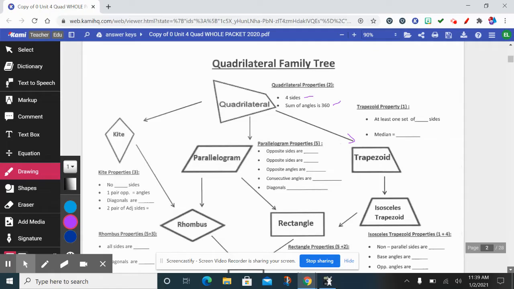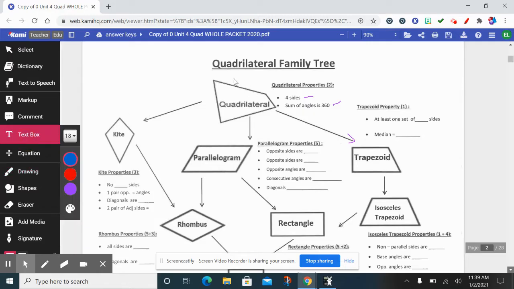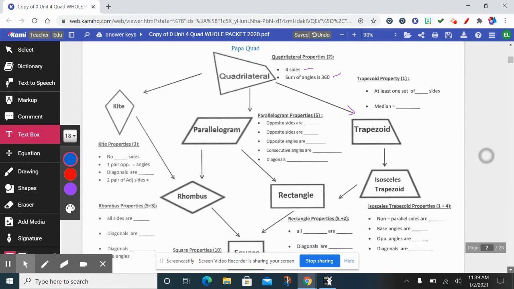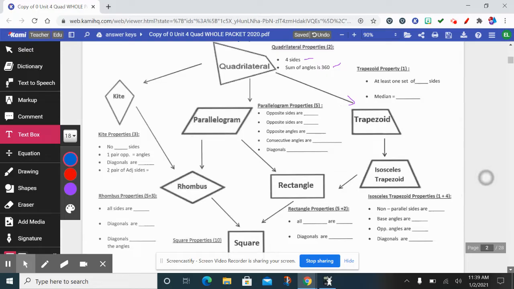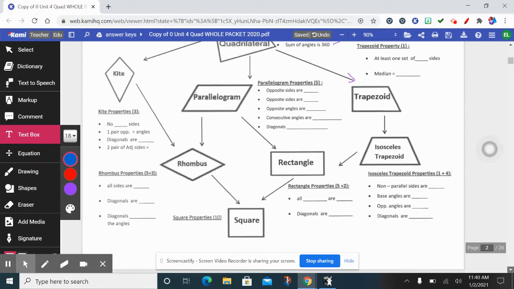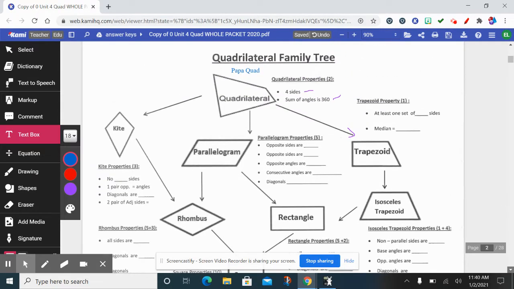Up at the top, here we have Papa Quadrilateral. He's up at the top of the tree. I'm going to say Papa Quad. Right? So Papa Quadrilateral is up at the family tree. He shares the fact that he has four sides. Sometimes they're all equal, sometimes they're not. And that's a trait that we learn as we go down the family tree. But Papa Quad has four sides, and the sum of his angles are always 360.